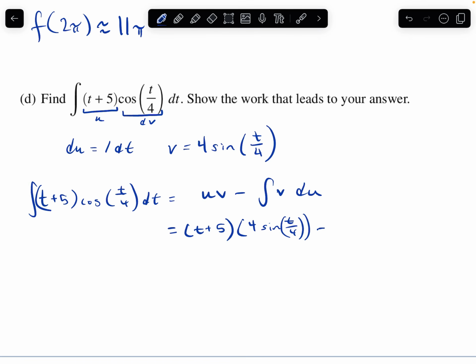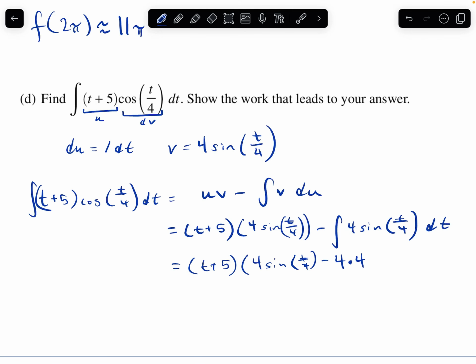Minus the integral of v, which again is 4 sine of t over 4, du, which is going to just be dt. So we can leave this part alone. That's fully integrated. There's nothing else I need to do to this. And then minus the integral of 4 sine of t over 4. Well, that's just going to be 4 times 4 cosine of t over 4.